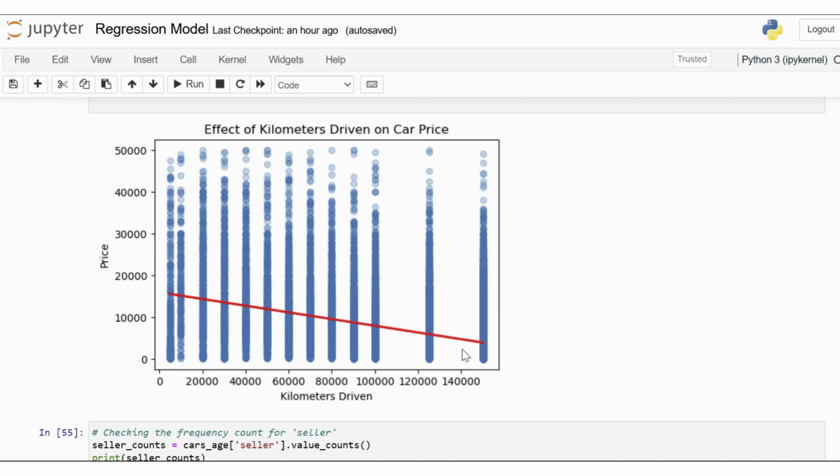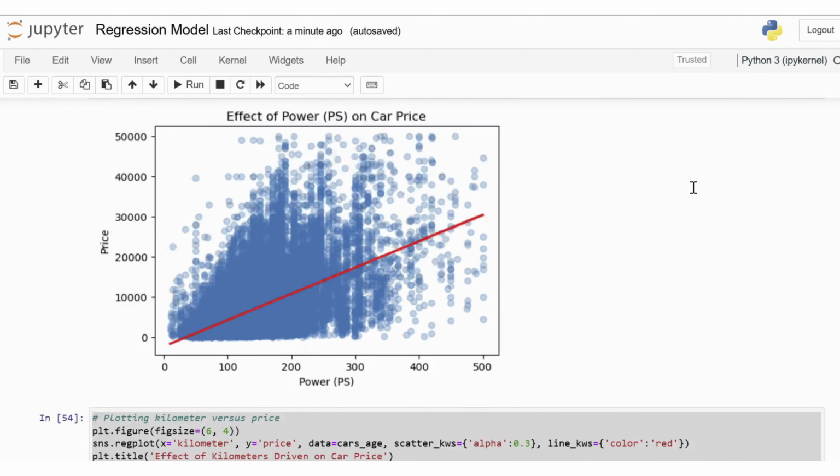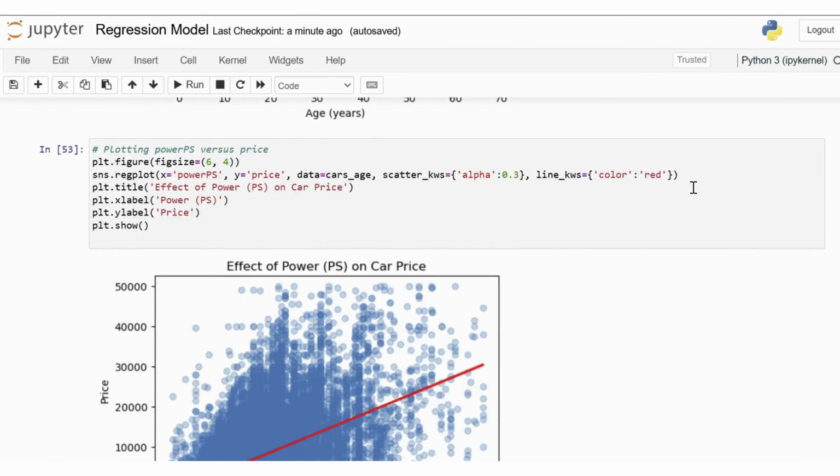The scatter plot effectively illustrates the negative correlation between kilometers driven and car price. Cars with higher mileage are generally less expensive. However, the plot also highlights variability and the presence of outliers, indicating that factors other than mileage also significantly impact car prices. Till now we have examined the effect of power on price, age on price, and kilometers on price.